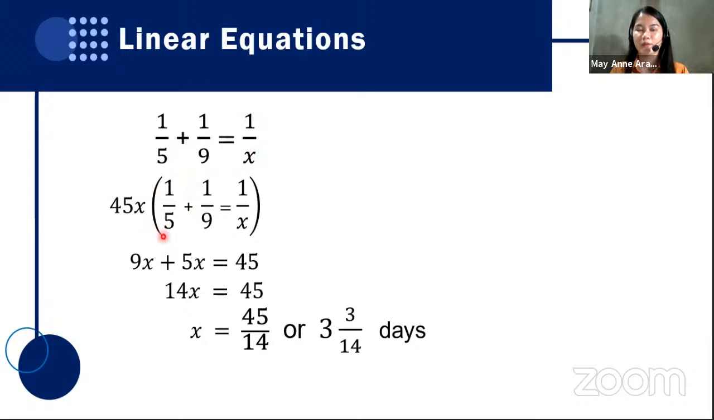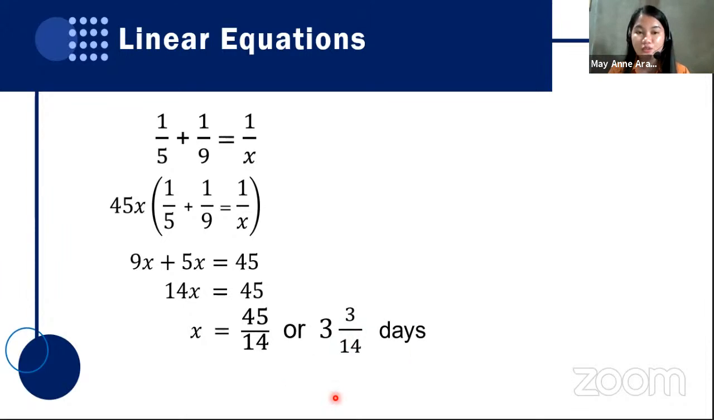Then, para mas madali yung computation, you can get the LCM of these or just multiply 5 times 9 times x, you have 45x. So, this will be cancelled. Cancel na. So, ang mangyayari niyan, 45x divided by 5 is 9x. And 45x divided by 9 is 5x. And 45x divided by x is 45. Then add 9x plus 5x, 14x is 45. Then divide both sides by 14. So we'll get 45 over 14. And in mixed number form, you have 3 and 3 over 14 days.